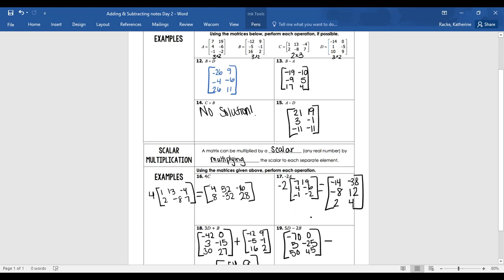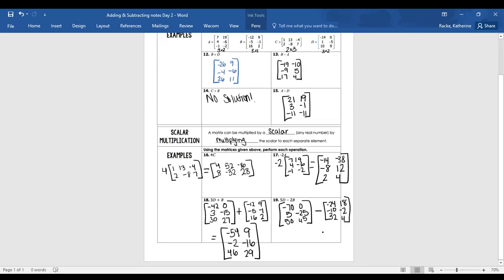Now I need to figure out what 2B equals, okay? So 2 times negative 12 gives us a negative 24. 2 times 9 gives us 18. 2 times negative 5 gives us negative 10. 2 times negative 1 gives us a negative 2. 2 times 16 gives us 32. And 2 times 2 gives us 4. So they're still the same dimensions, 3 by 2.